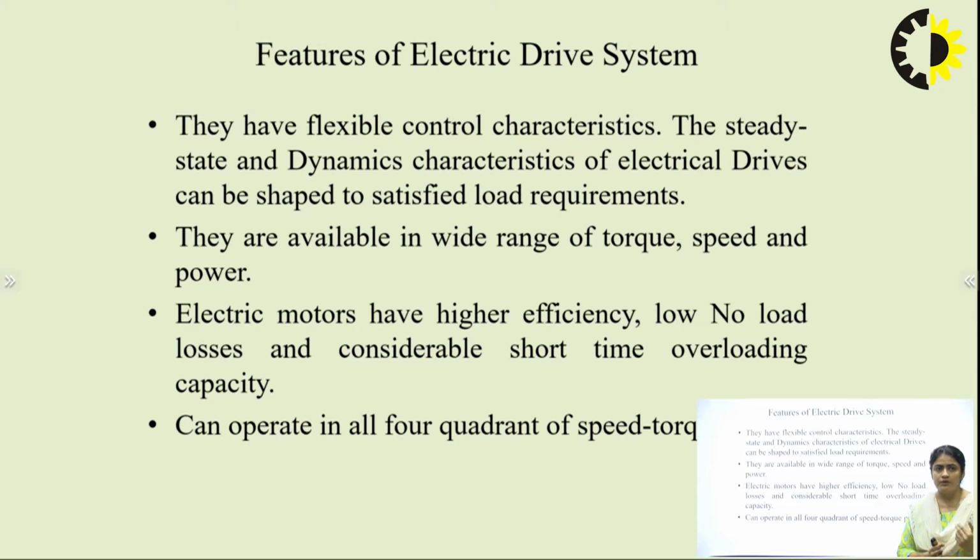And also one of the main features of the electric drive is that one drive system can operate in all four quadrants in the speed torque characteristic plane. The same arrangement, the same block system, can be used for motoring operation and braking operation: forward motoring, forward braking, reverse motoring, and reverse braking operation. So these are some of the features by which the electric drive system is more in demand in industry nowadays.